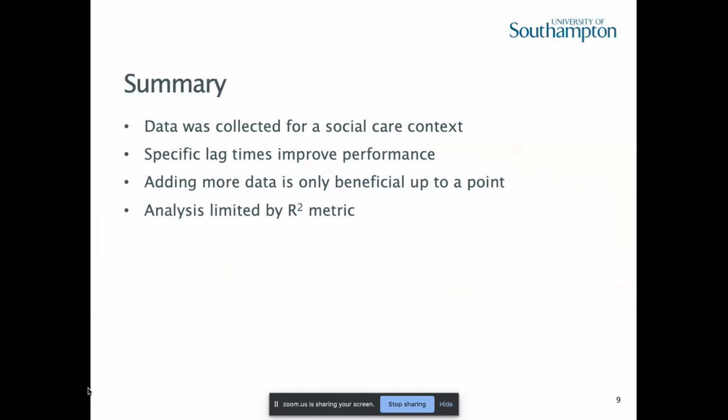But the big caveat is that the data was collected in a social care context. So as I mentioned, people could be more repetitive with care workers coming in at certain times of the day, or they just might not be moving at all due to their health condition. And then for the analysis, I mostly just use an R-squared score. So there's the corresponding limitations of that.